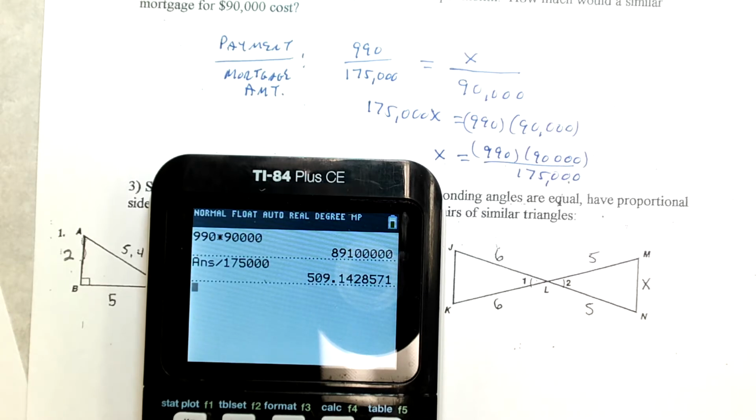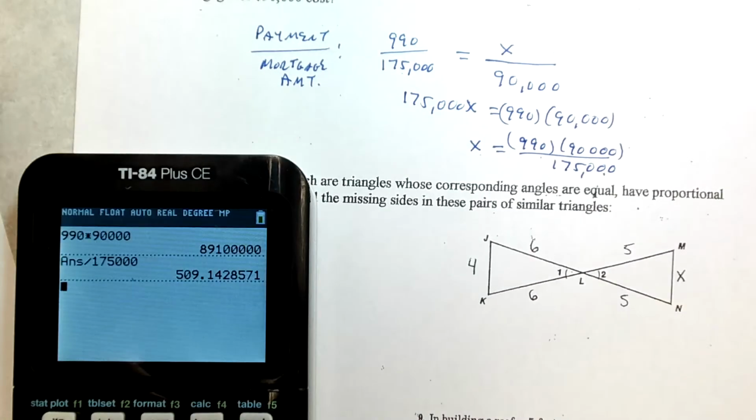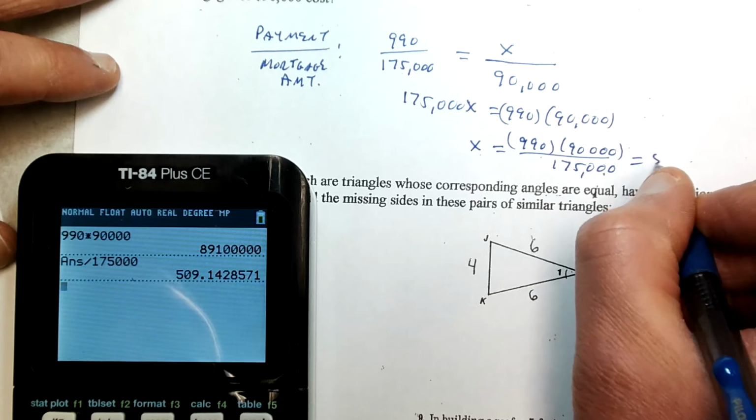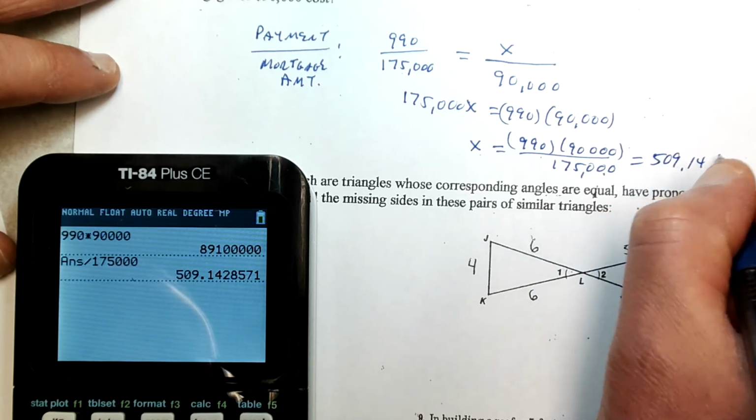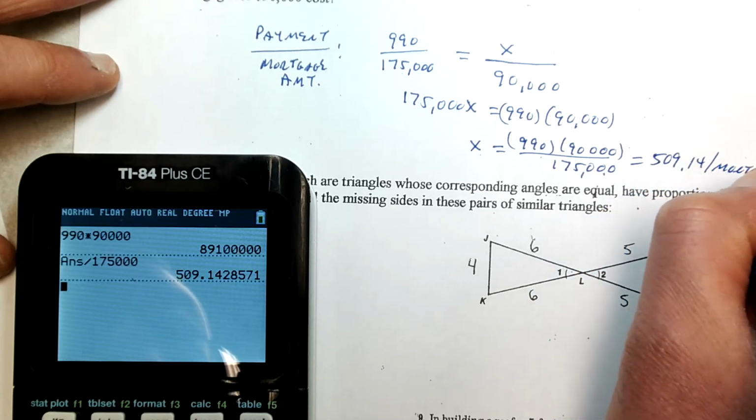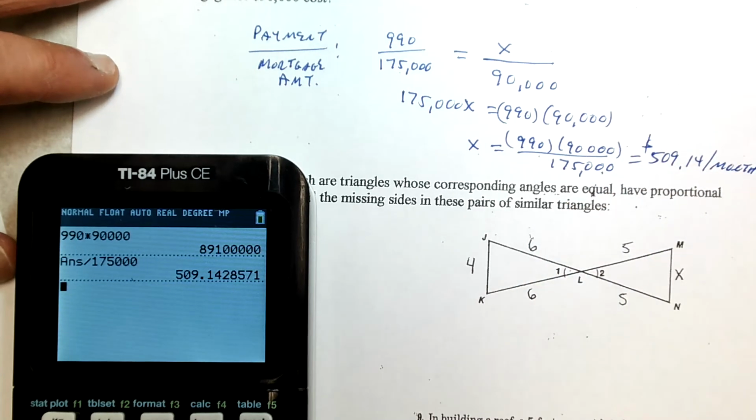And it turns out my mortgage payment for a $90,000 mortgage under the same terms would be $509.14 a month. And there you have it.